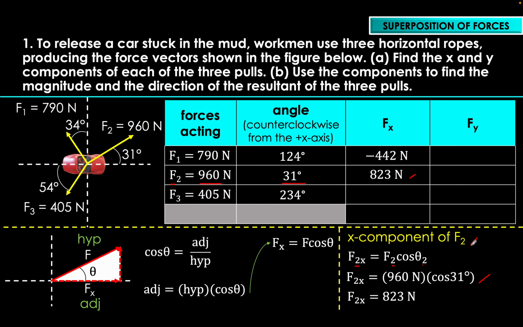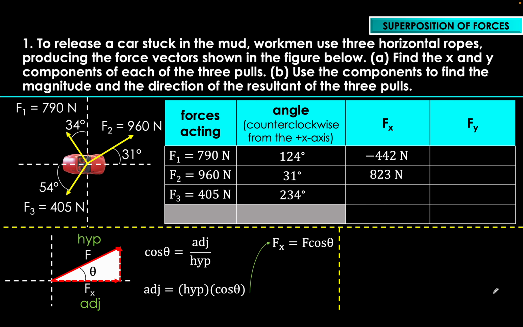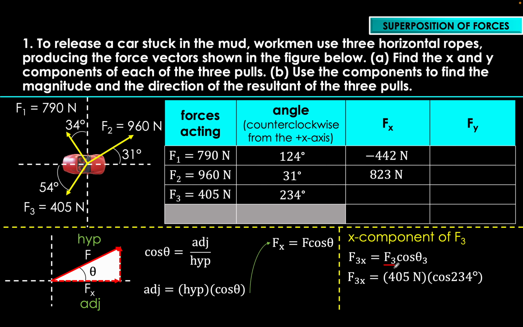So it's here. And then for force vector number 3, we're gonna do the same thing. The equation will look like this. Now you plug in the givens. Force number 3 is 409, and then the angle for that force is 234 degrees. So this is your expression. You do this in your calculator, you're supposed to get negative 238 newtons.